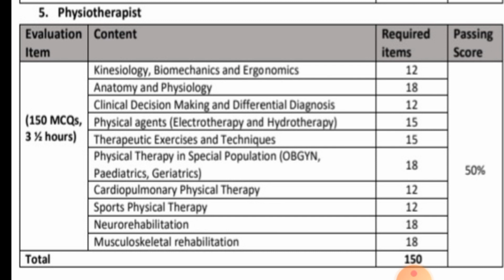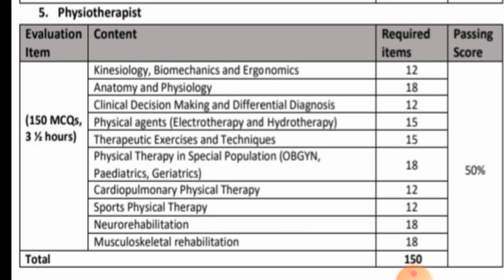For clinical decision making and differential diagnosis, there are 12 MCQs. From physical agents, electrotherapy and hydrotherapy, 15 MCQs. Therapeutic exercises and techniques, 15 MCQs. Physical therapy in special population, obs and gynae, pediatrics and geriatrics, there are 18 MCQs. So there should be more focus on obs and gynae, pediatrics and geriatrics, and most on pediatrics, because most of the questions are from this portion.